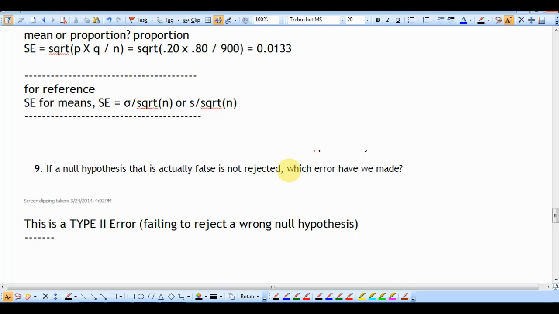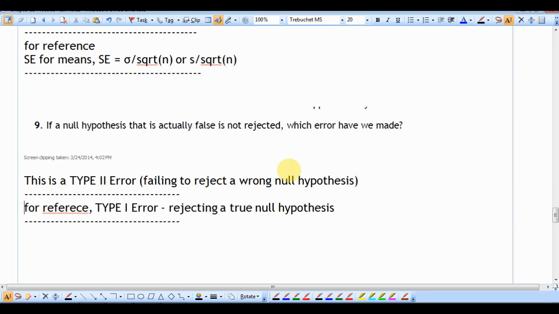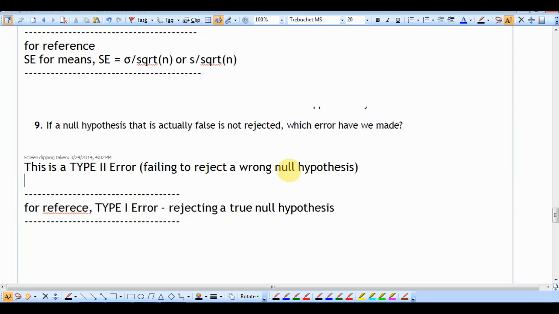For reference, type 1 error is rejecting a true null hypothesis. Failing to reject a true null hypothesis is not an error. That's a good decision.